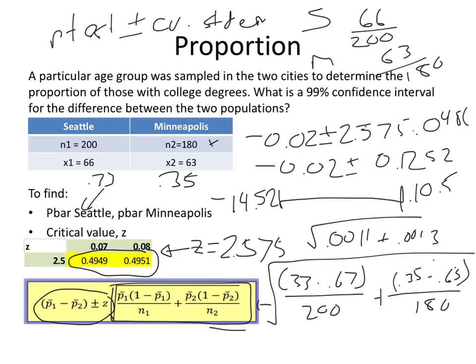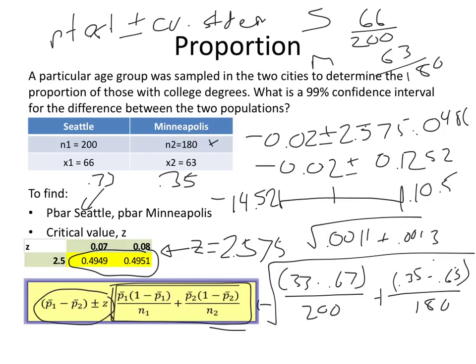So negative 2% minus 12% is this 14.52, and then 10.5 on the other end, with the negative 0.02 right in the middle, right? So this is exactly in the middle, and we're adding that margin of error on either side. What we would conclude is that we had a difference in our sample result of 2%, as we would expect, because there is sampling error, but it's not such a large difference that we can say with 99% confidence that Seattle is always less than Minneapolis, right?